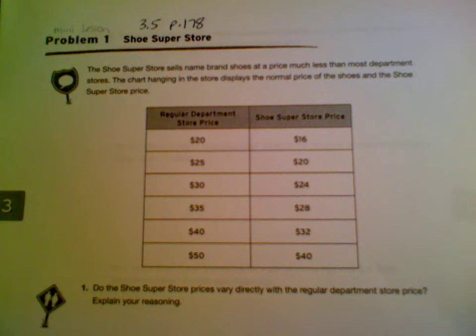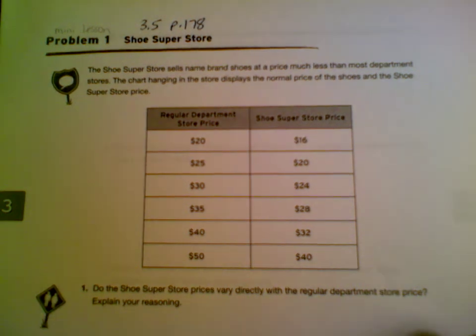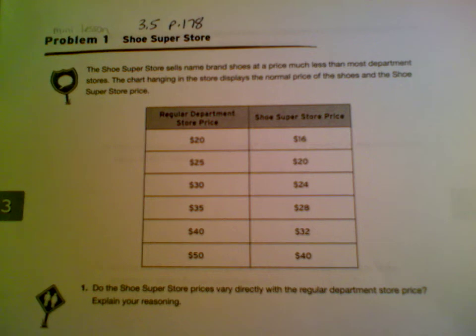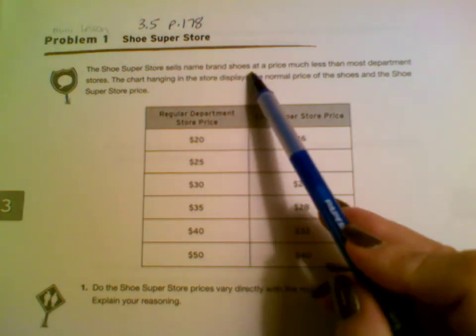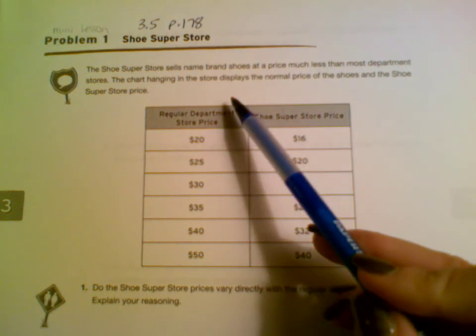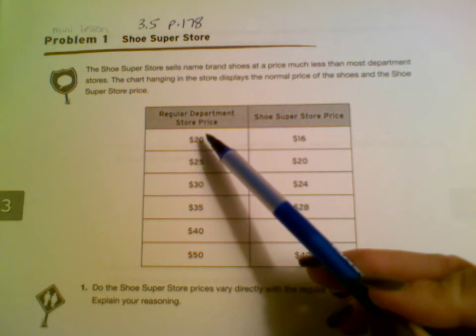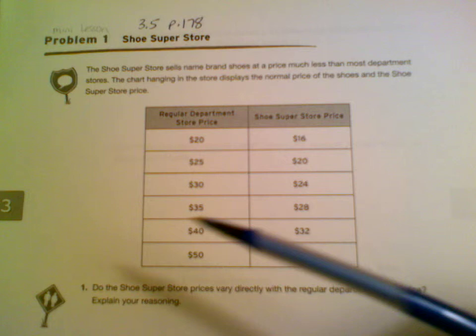This is the mini lesson for 3.5 starting on page 178. We will see a lot of ties to chapter 2 with direct variation and constants. The Shoe Superstore sells name brand shoes at a price much less than most department stores. The chart hanging in the store displays the normal price of the shoes and the Shoe Superstore prices.